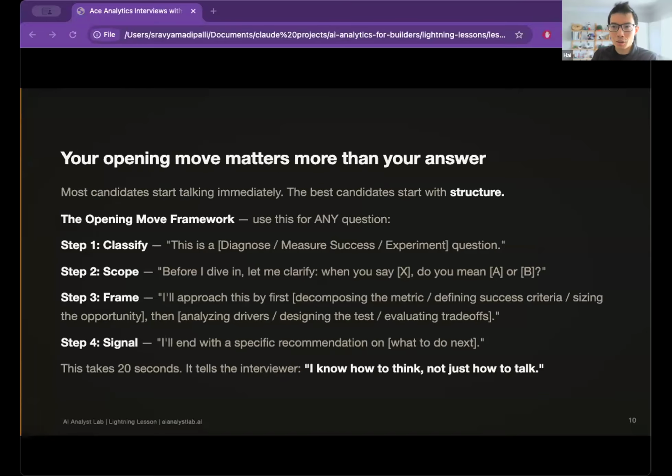Okay. Sravya, we got a question from Vishnu. If someone were to use this tool to prepare for use cases, product sense across different domains like healthcare, finance, would it still cover those use cases?